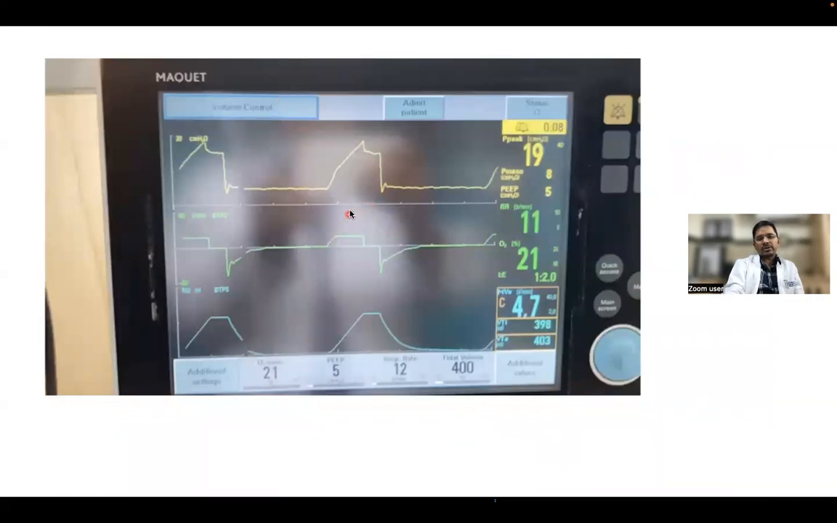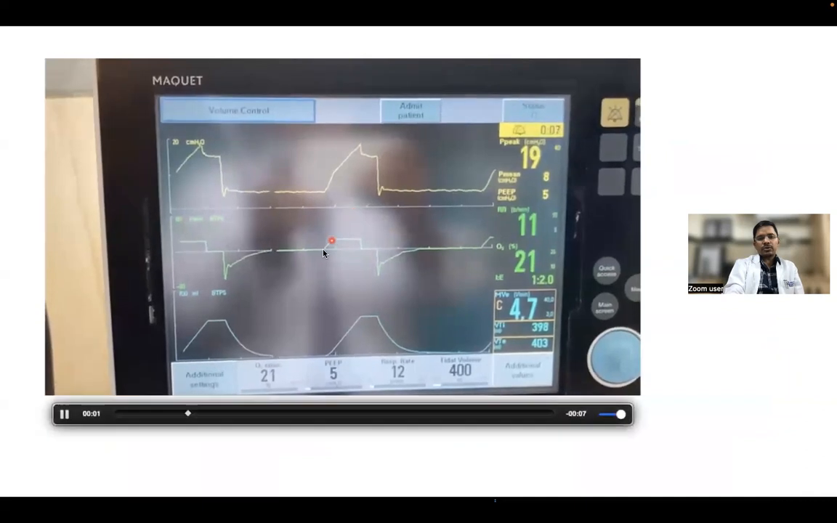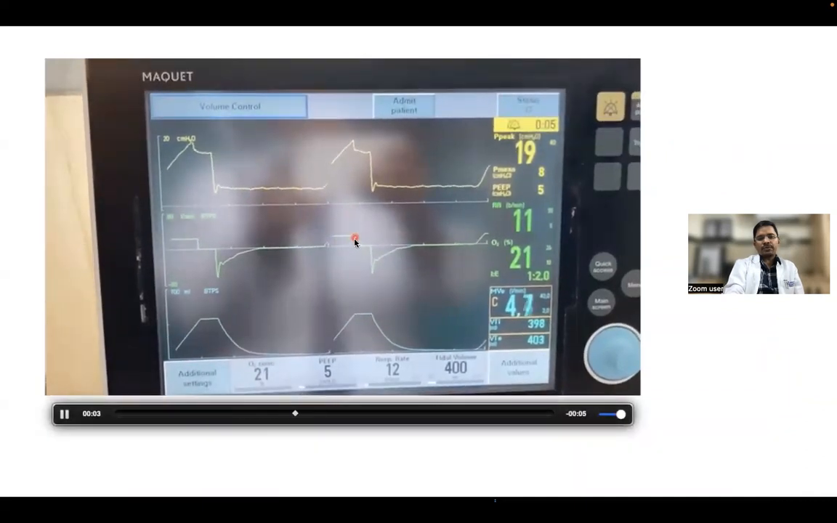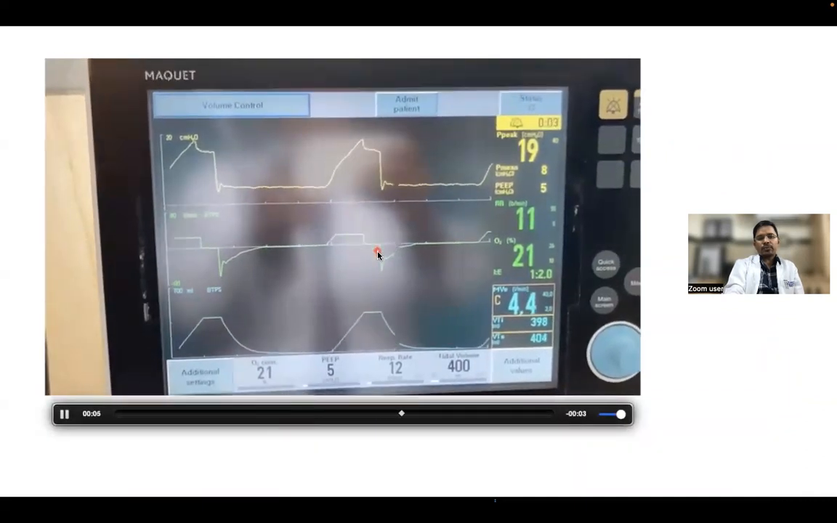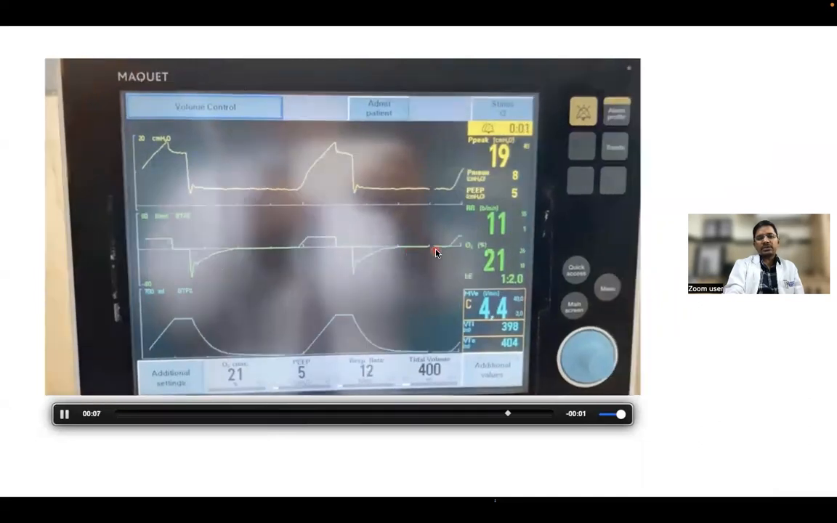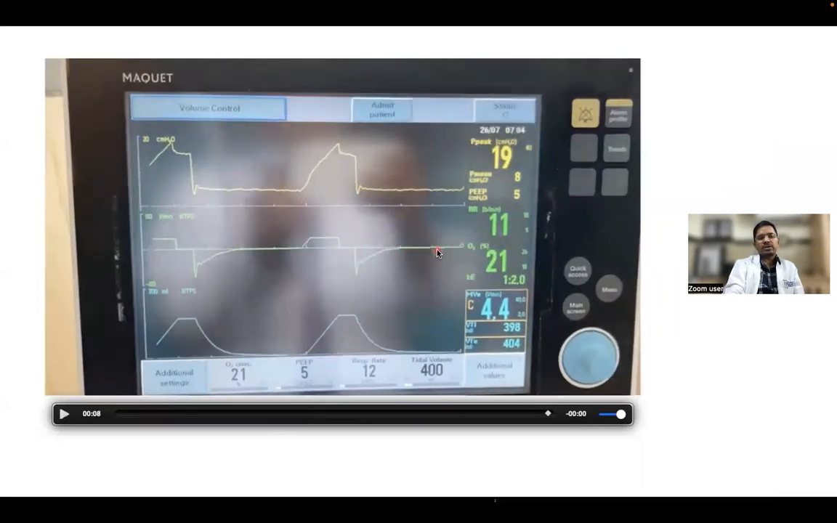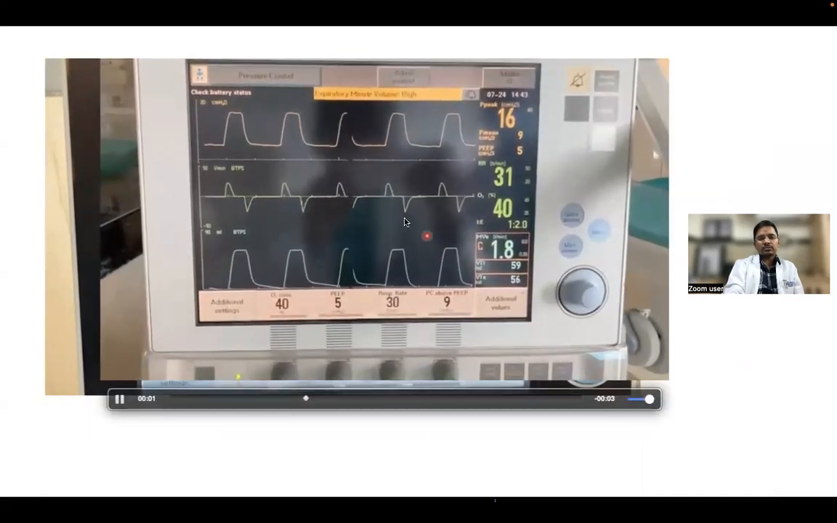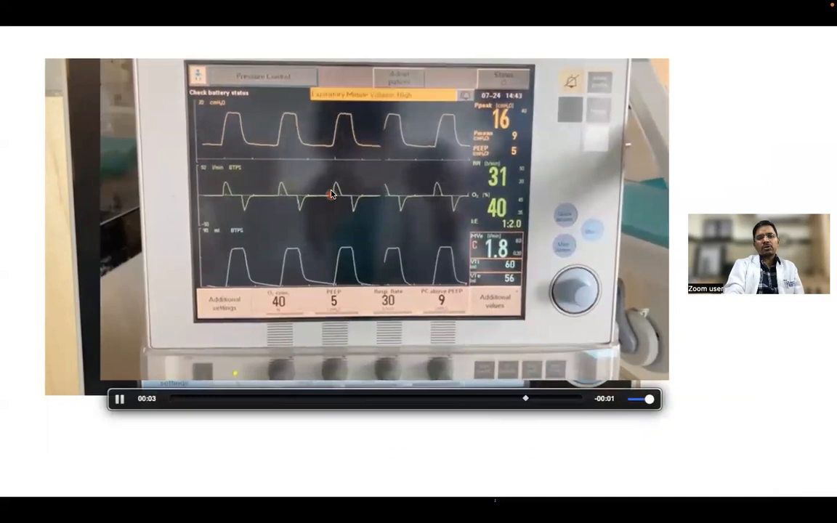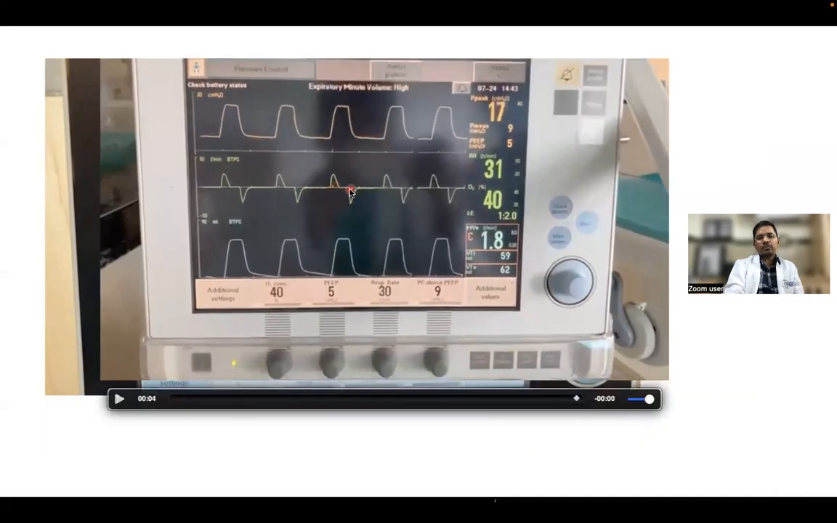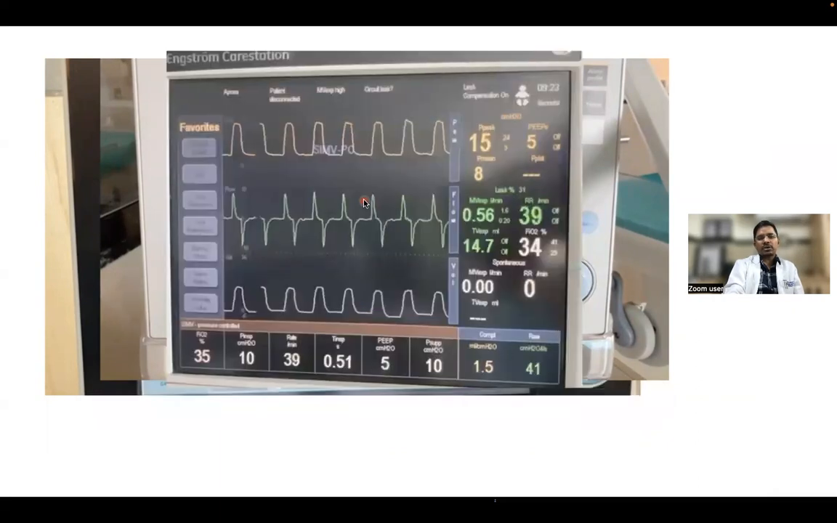This is volume control ventilation. Start the video. We can see this is called constant flow. There is a flow, a pause of flow, then expiration starts. This is a volume control mode of ventilation. From the flow curve, we can identify this is a volume control mode of ventilation. In pressure control ventilation, we can see there is a decelerating flow followed by a flow pause, and again the decelerating flow in the expiration is happening. So this is pressure control ventilation.